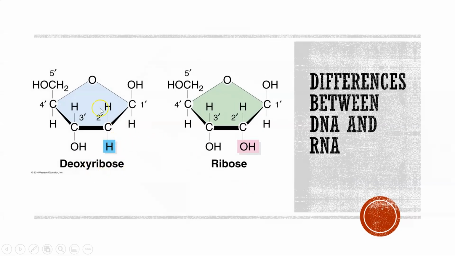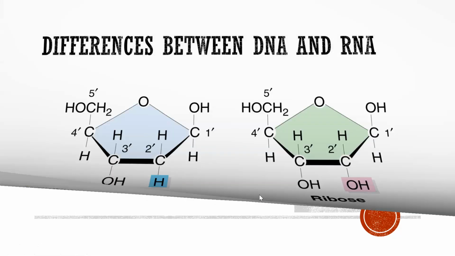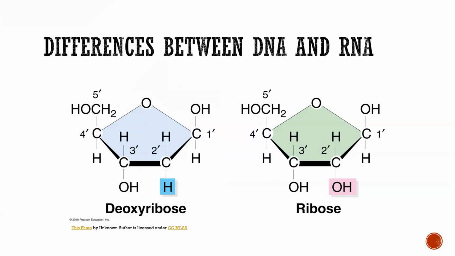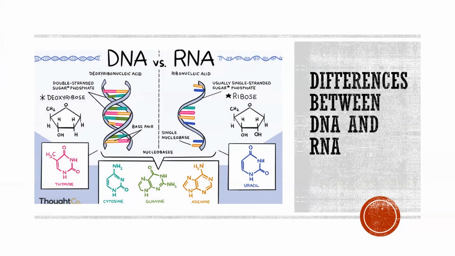Again, just looking at the difference in those sugar molecules. Okay, ribose has the hydroxide, deoxyribose doesn't have that hydroxide there. And that is the same slide. Okay, so again, this is a good graphical representation of the differences between DNA and RNA.